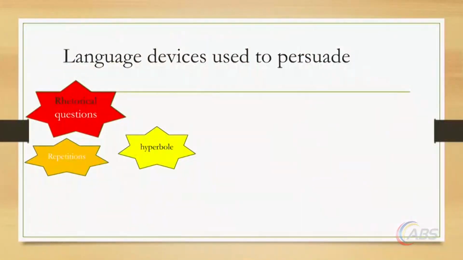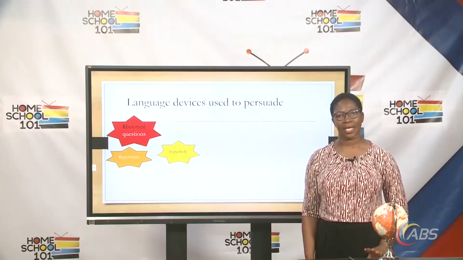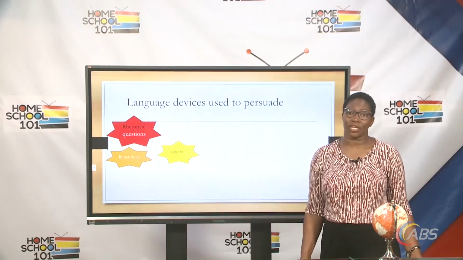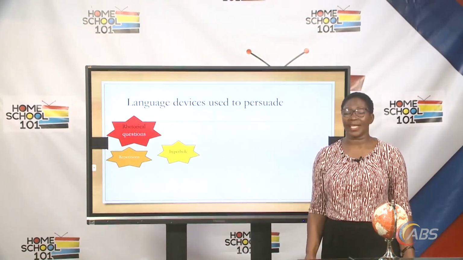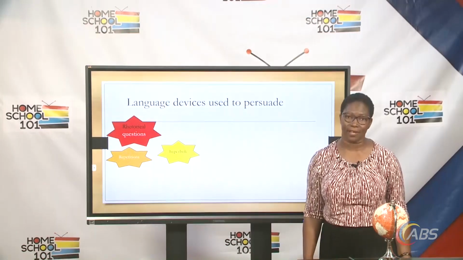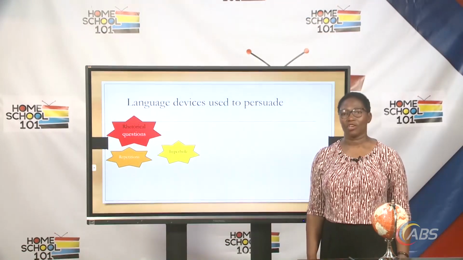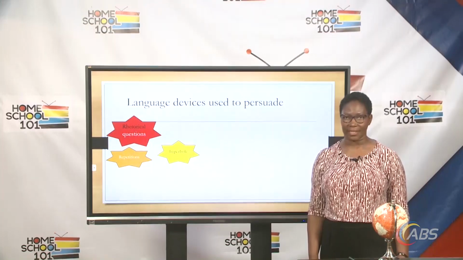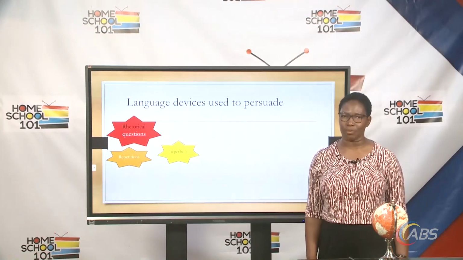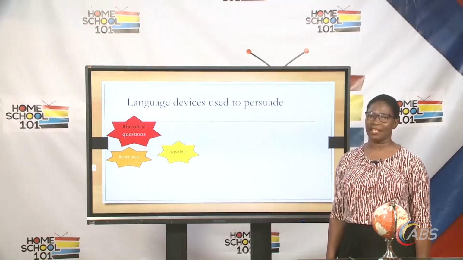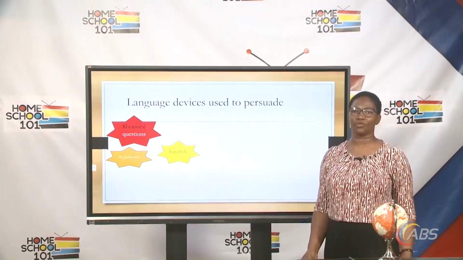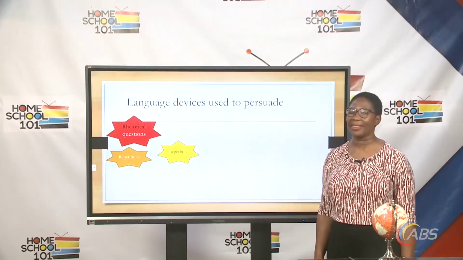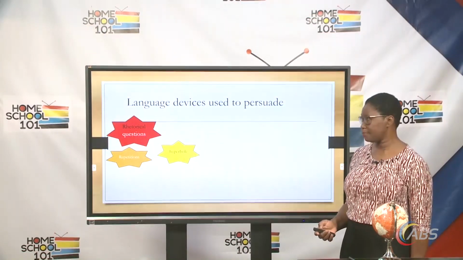Hyperbole. Notice the pronunciation of that word. Right. Now, what is hyperbole? It's just the technical term for exaggerations. I'm sure some of you have said, I can eat a cow or I can eat an elephant. What you have just said would be an exaggeration, because you cannot literally eat an elephant or a cow. You just want to exaggerate how hungry you are. And that's an example of hyperbole.